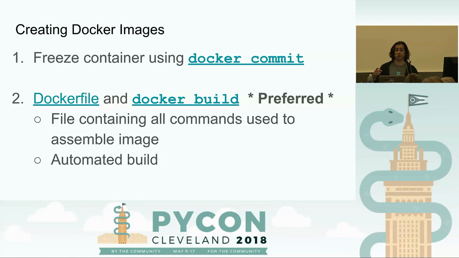The first way to do it is we take our container, that runtime instance, and we freeze it using the Docker commit command. What that's going to do is take that top read-write layer we talked about, that top container layer, and make it read only. And now you can use this new stack of layers, a new image, to generate a new container.